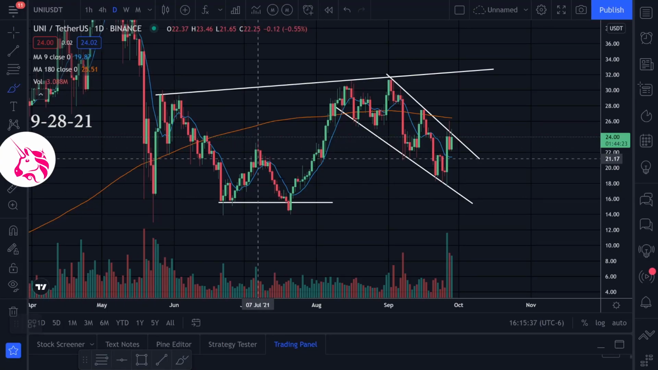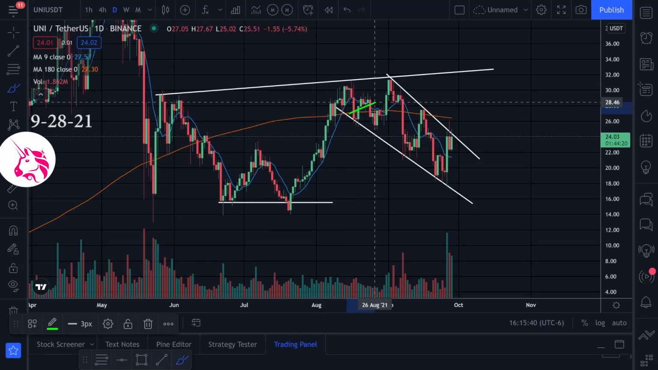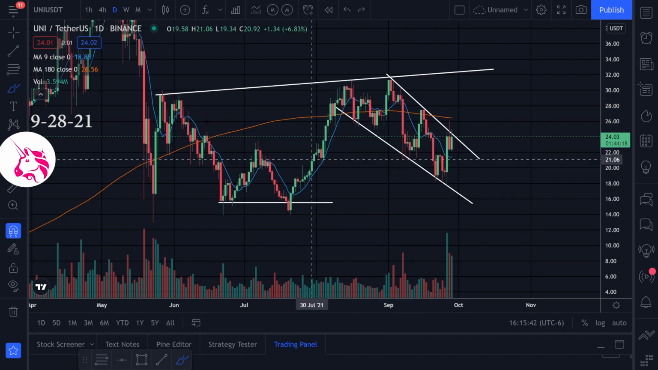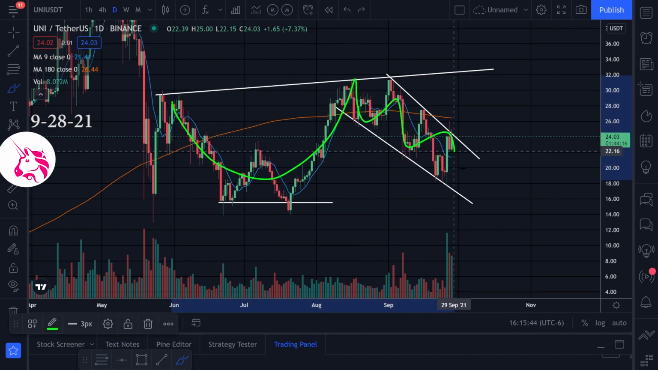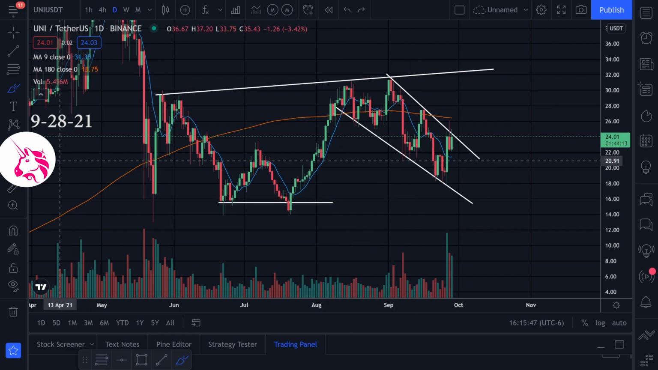Let's take a look at the chart action for Uniswap. Here are the two things that I'm looking at. We have a falling channel, something like that, and we also have a possible cup and handle, something like that. Let me show you from scratch how I got there.